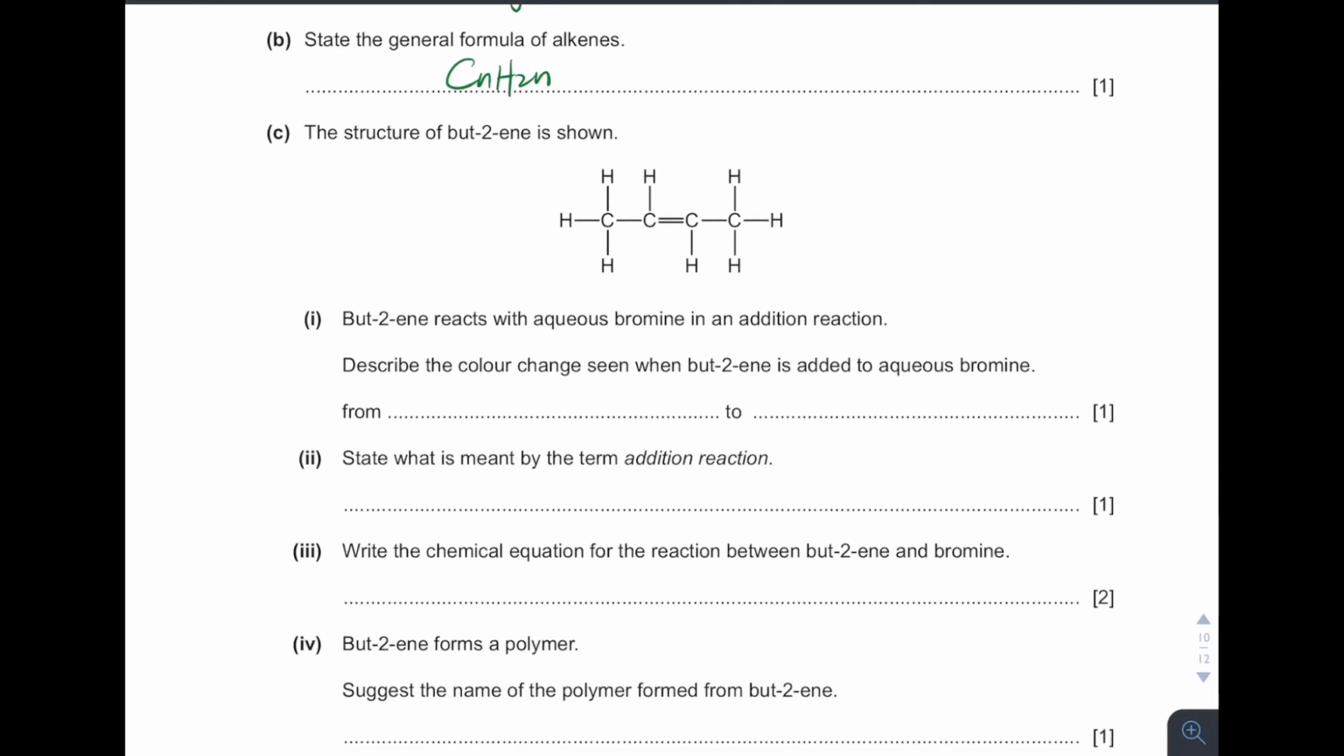Okay, next one, addition reactions of butene with bromine. So what is the color change again? When it is tested with bromine liquid, or aqueous bromine, or bromine water, it is always orange in color and it turns colorless. Remember, do not put brown. A better answer is always orange in color, for the color of bromine liquid.